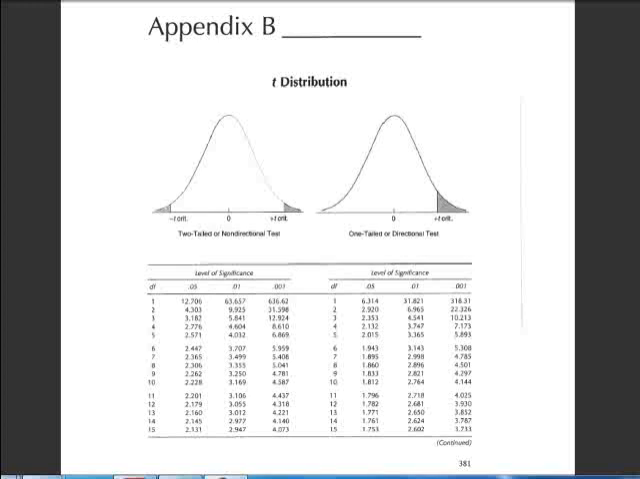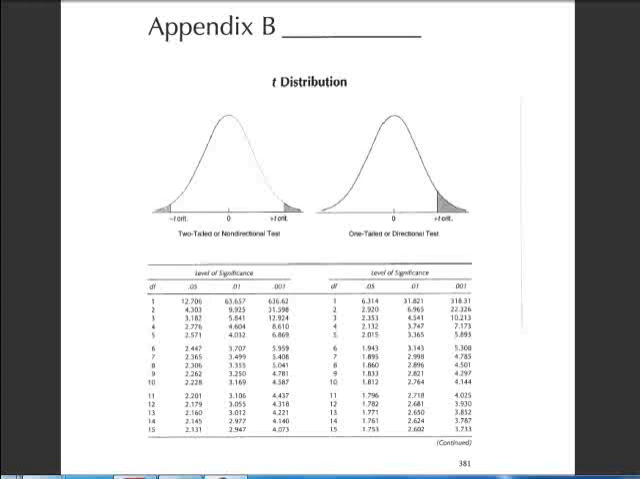On the left-hand side you see the picture with the shaded regions on both ends of the distribution. So the numbers on the left-hand side in this table will be for two-tailed or non-directional tests. The picture on the right has the shaded area, or the area of rejection, only on one end of the distribution, so it is for a one-tailed or a directional test.